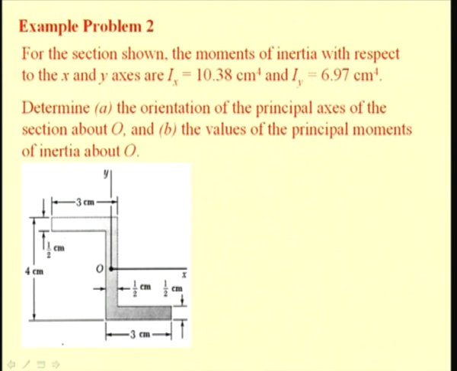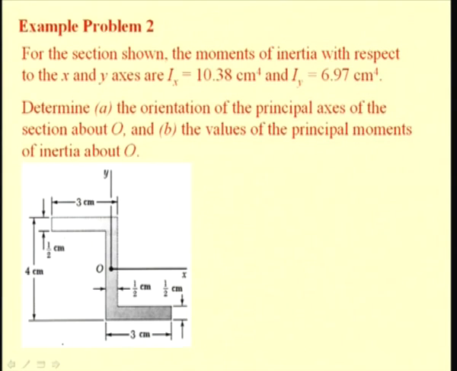Let us take one example to illustrate how we find these principal moments and the axes of these principal moments. Here you see an area which is symmetric about this Ox and Oy. The various dimensions are given, and it is also known that the second moments of this area with respect to x and y are given to you as 10.38 centimeter to the power of 4 and 6.97 centimeter to the power of 4.